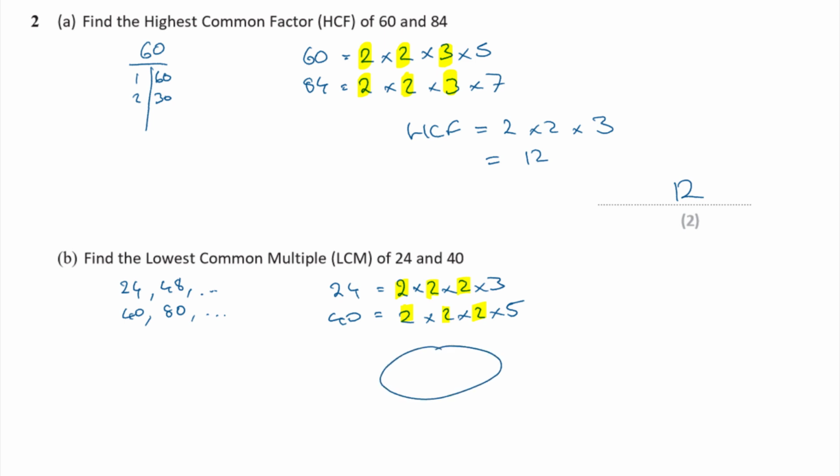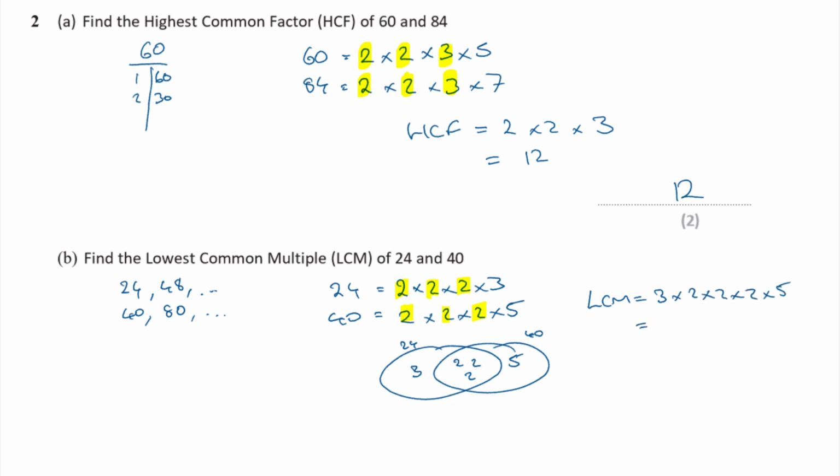Probably the easiest one to explain is to just draw a Venn diagram. So this is for 24's prime factors, and this is for 40's. Drop in the numbers that are in both in the middle, 2, 2, and 2, and put the factors that are not in both on either side. So the 3 is going to go here and the 5 is going to go here. So once you've got all your numbers in the Venn diagram like that, then the LCM is just going to be all of those numbers multiplied together. So 3 times 2 times 2 times 2 times 5.